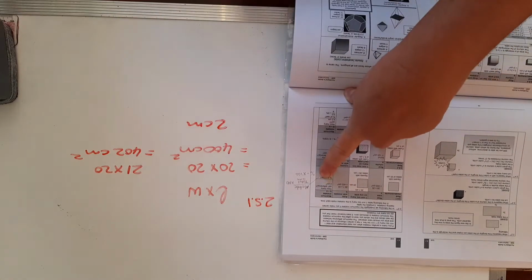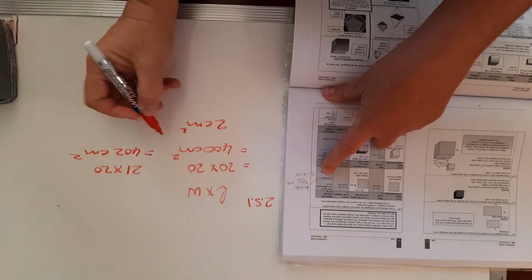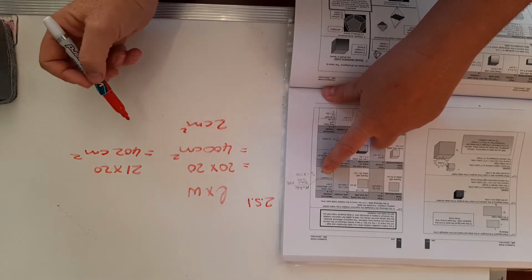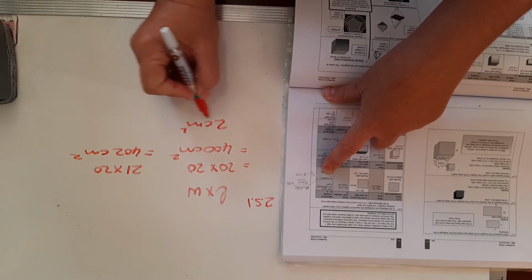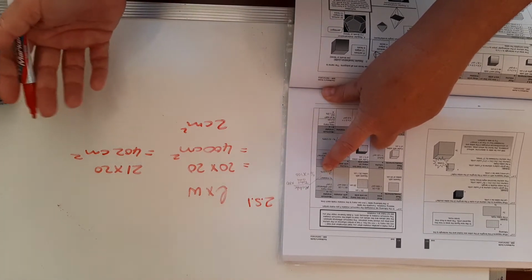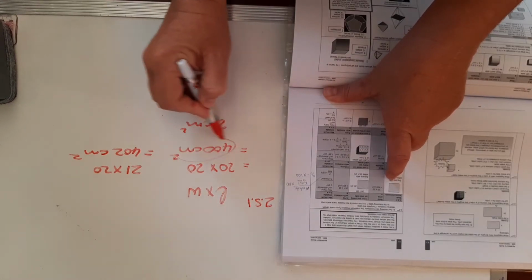And then the last one, they ask you to put it in percentage. Remember, percentage means times 100. So I'm going to take, what is the mistake? It's 2 centimeters. So they want to know how big is the mistake compared to my original area.